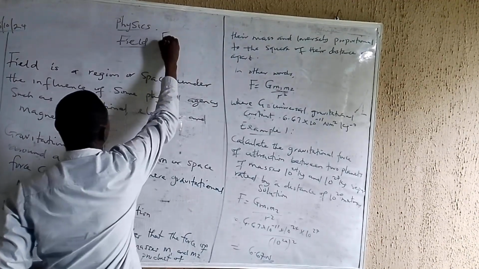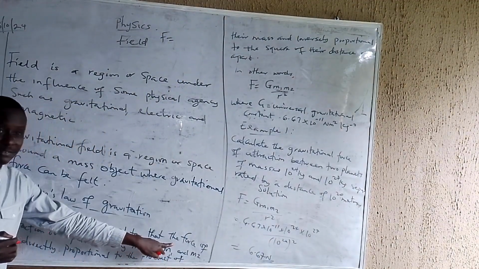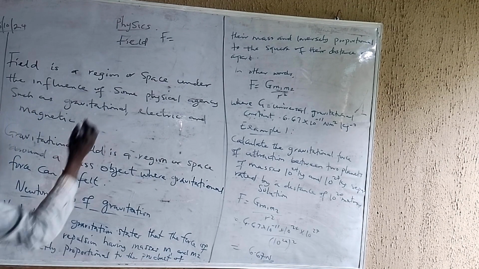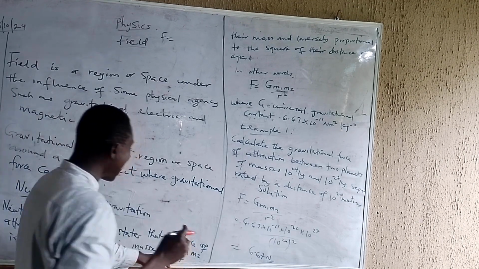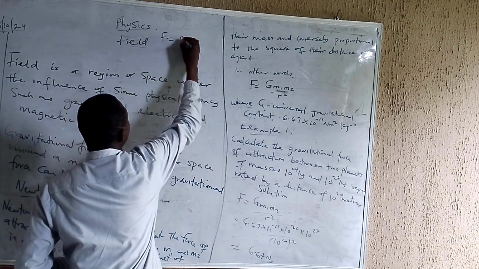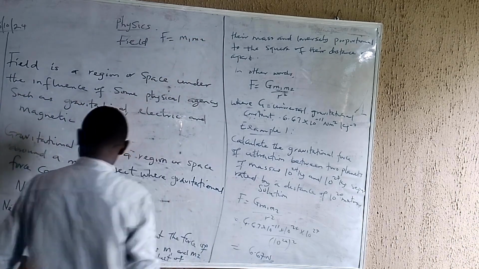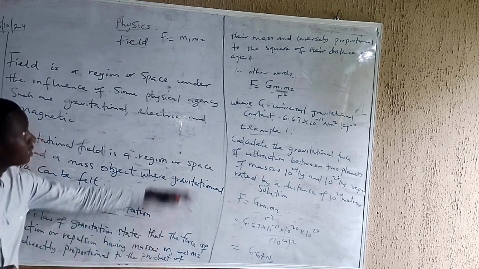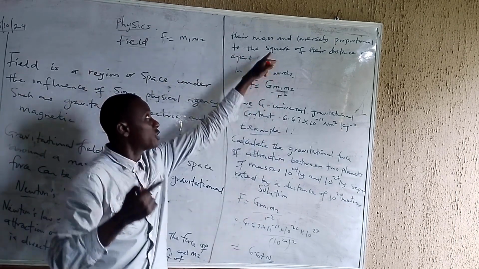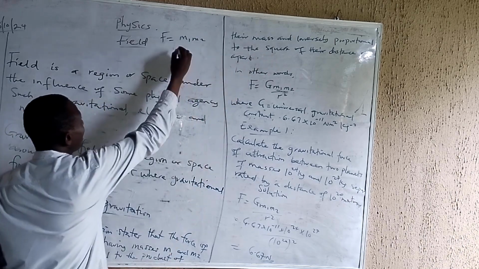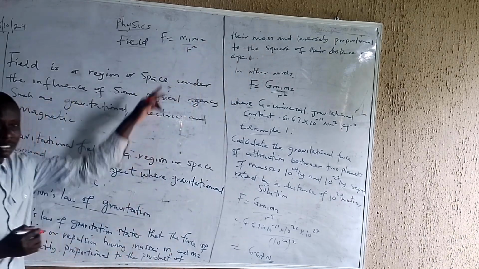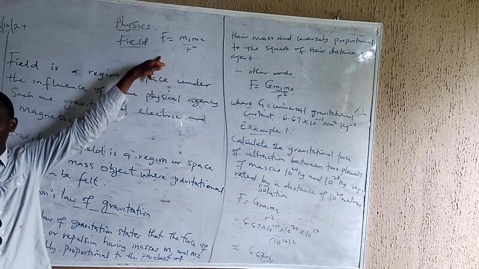F is the force of attraction, having masses m1 and m2, is directly proportional to the product of their masses, and inversely proportional to the square of their distance r apart, like this. That's how to put it up. You don't need to cram it. You have to memorize it like that.